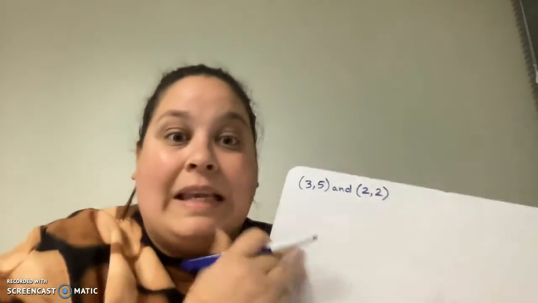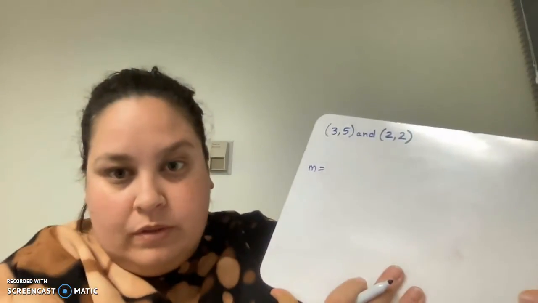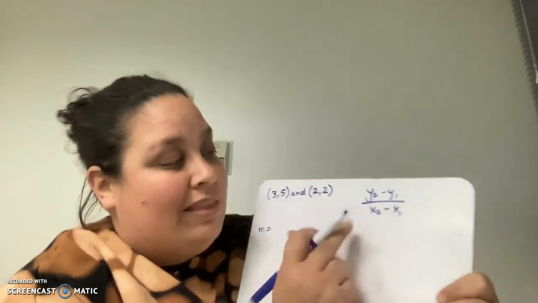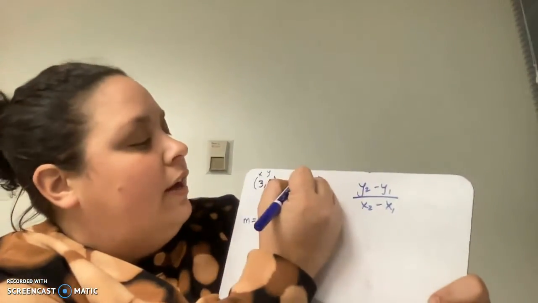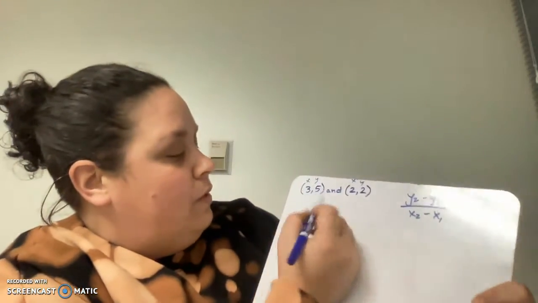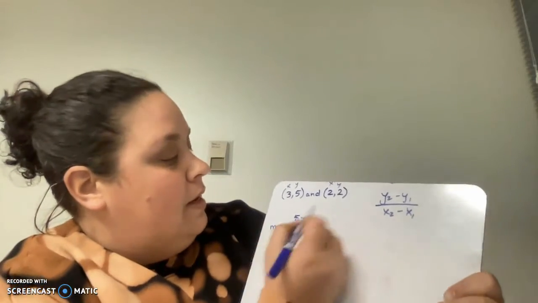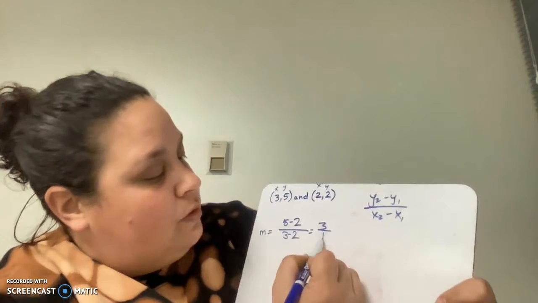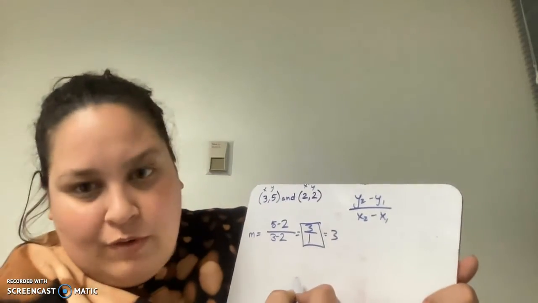So first things first, we need to find our slope. We cannot do this without knowing what m equals. Now remember, earlier in the video, we did that y2 minus y1 over x2 minus x1. This is how we find that slope. So I'm going to label x, y, x, y. So I'm going to start with this y, 5 minus 2 over 3 minus 2. So 5 minus 2 is 3, 3 minus 2 is 1. So I now have my slope of 3 over 1, or I can just say 3.